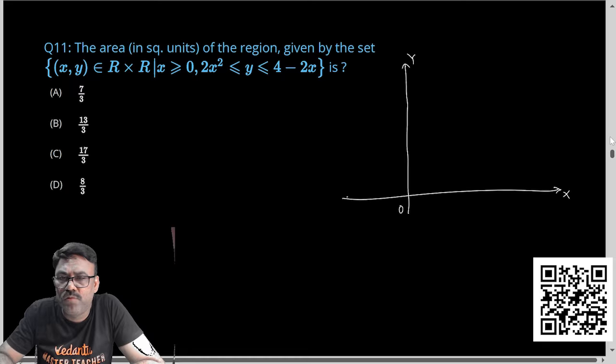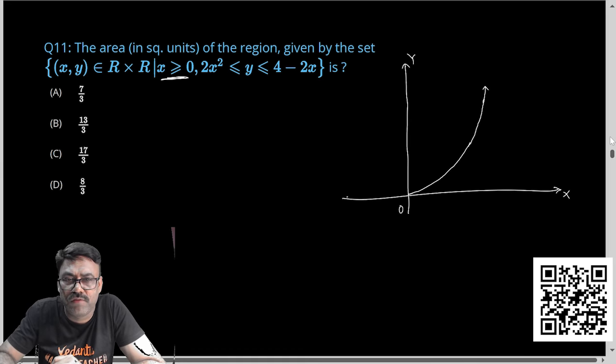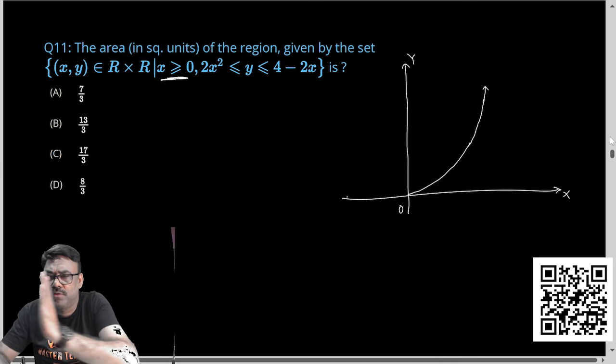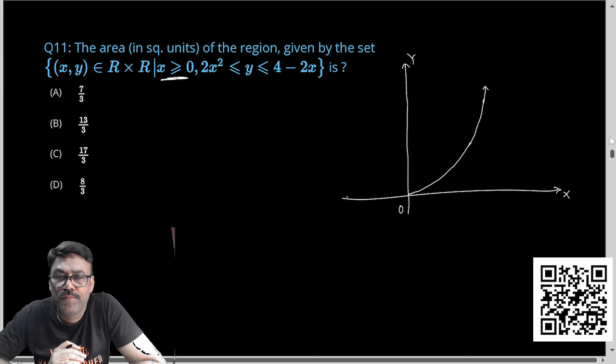I'm drawing y is equal to 2x square first. So y is equal to 2x square is an upward parabola, something like this. I'm drawing the parabola only on the right side of the y-axis because they have given that x is greater than or equal to 0. So no need to draw on the left side of the y-axis.